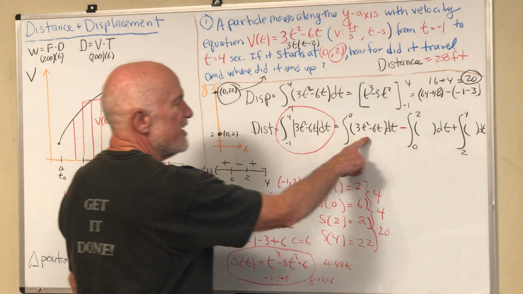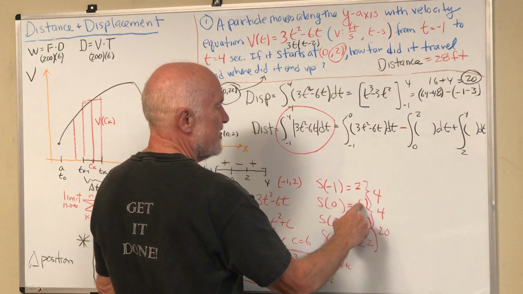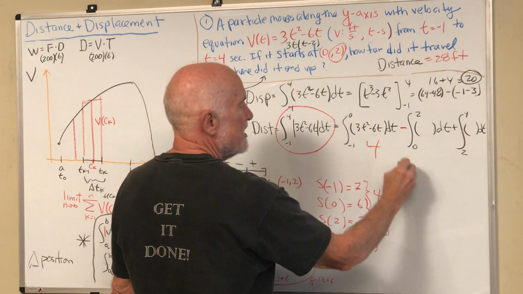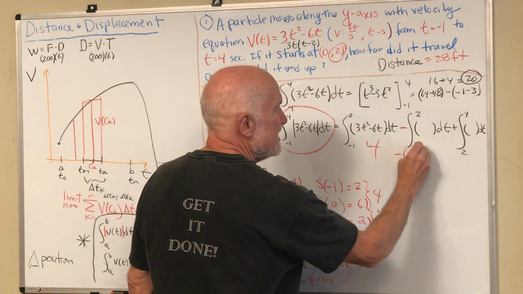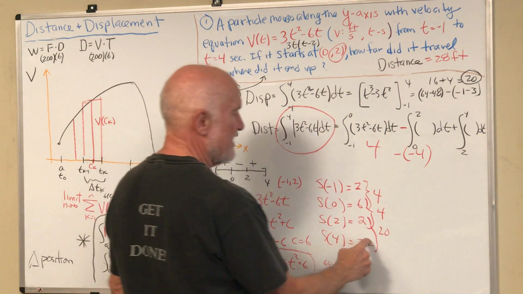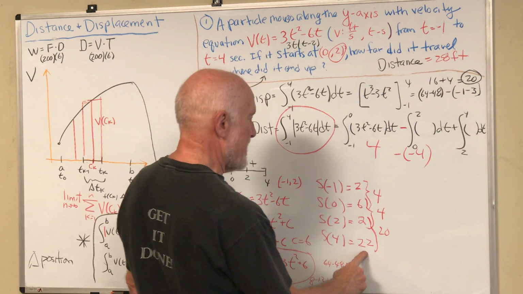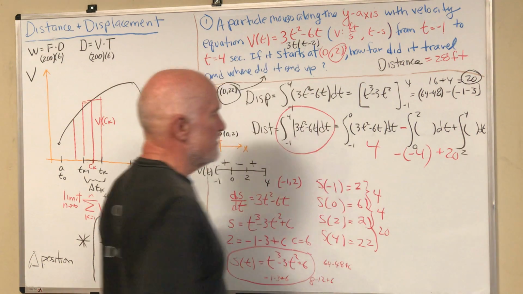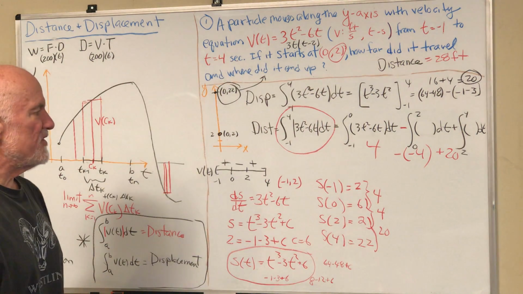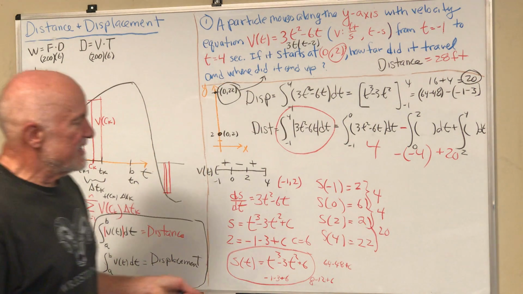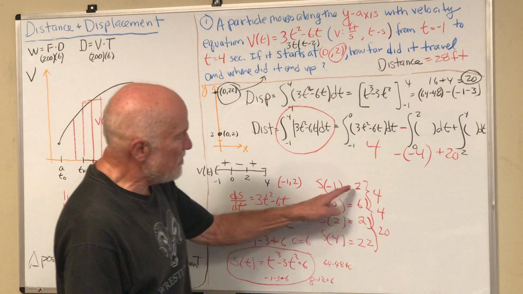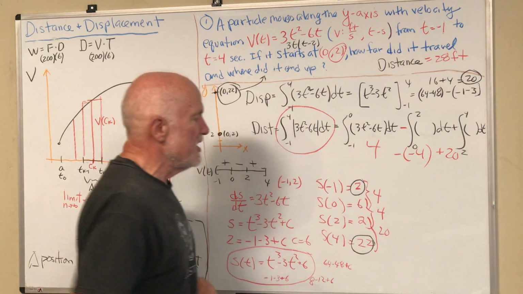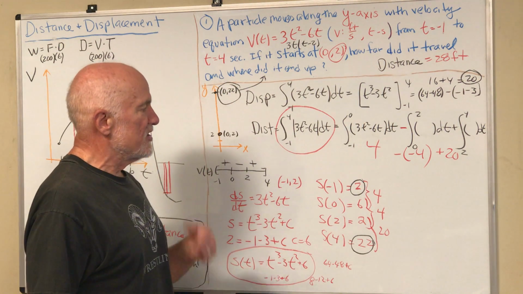Now, if you'd actually done these integrals, you would have gotten the same thing. This would have been 4. This would have been 4. And then the last one would have been 20 if you did these 3 integrals. So 2 different ways of solving the problem. And do you see the displacement this way? It went from 2 to 22. We see the displacement was 20.